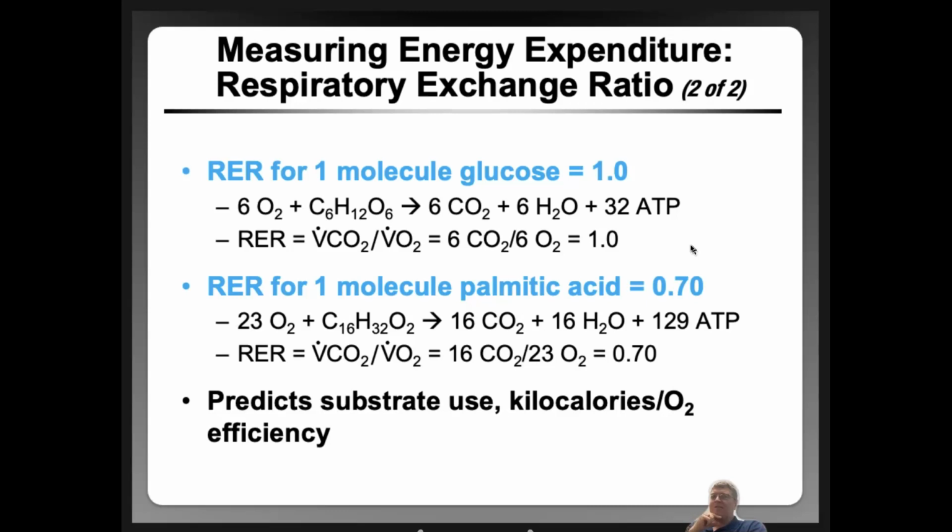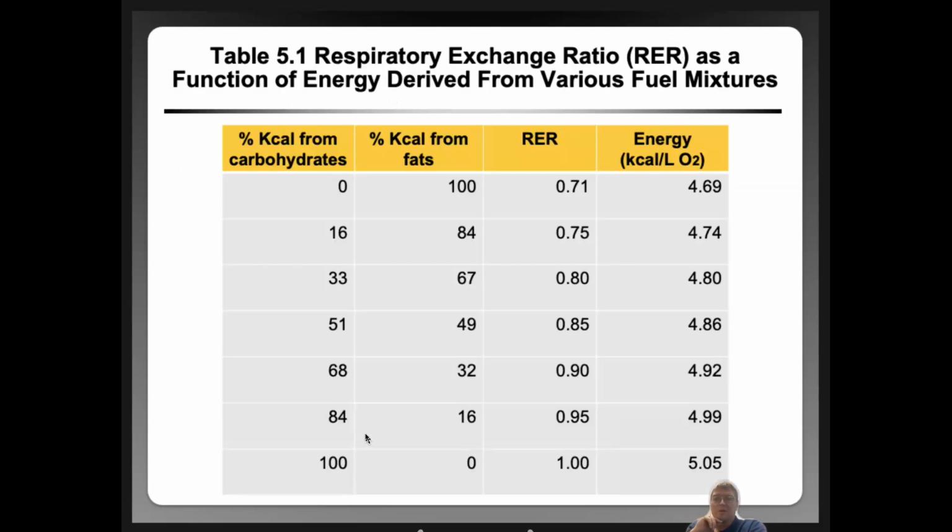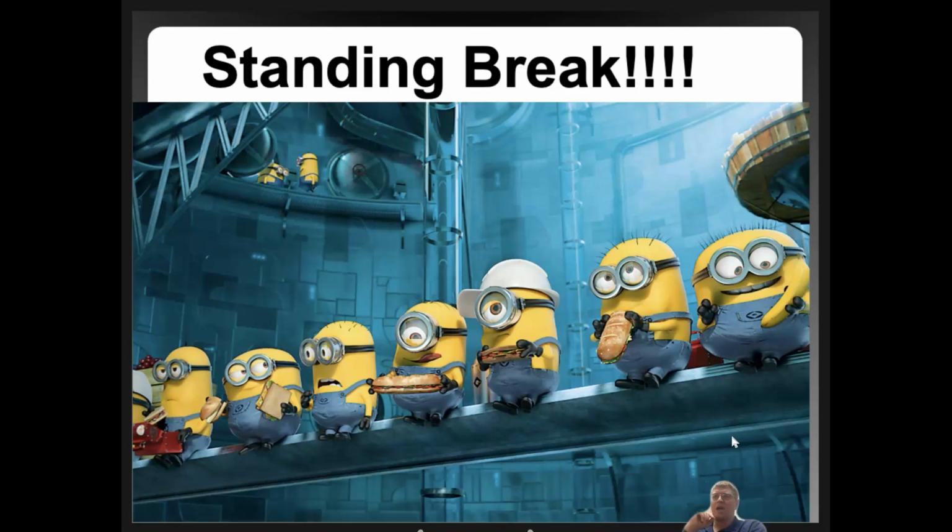And we can predict that substrate use with kilocalories and oxygen efficiency. It's kind of cool that by taking a breathalyzer test while you're exercising, we can figure this out. It's pretty cool. I don't know why that's on there and it's blank. So there is the chart. We can go from 0.7 to 1.0, and see how many kcals are coming from carbs and from fats, and how that number would go all the way to 100 and all the way to 100, with how much oxygen is being used. Standing break.